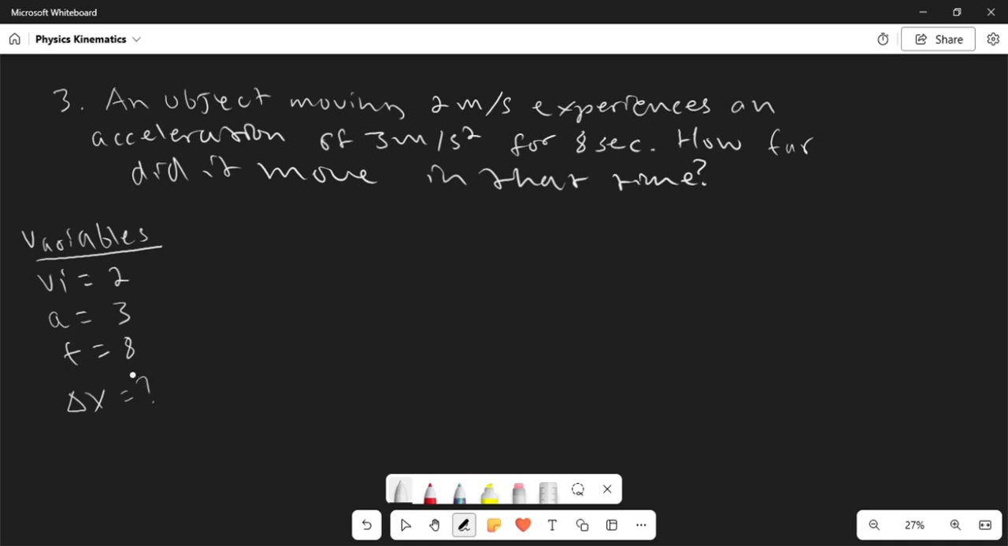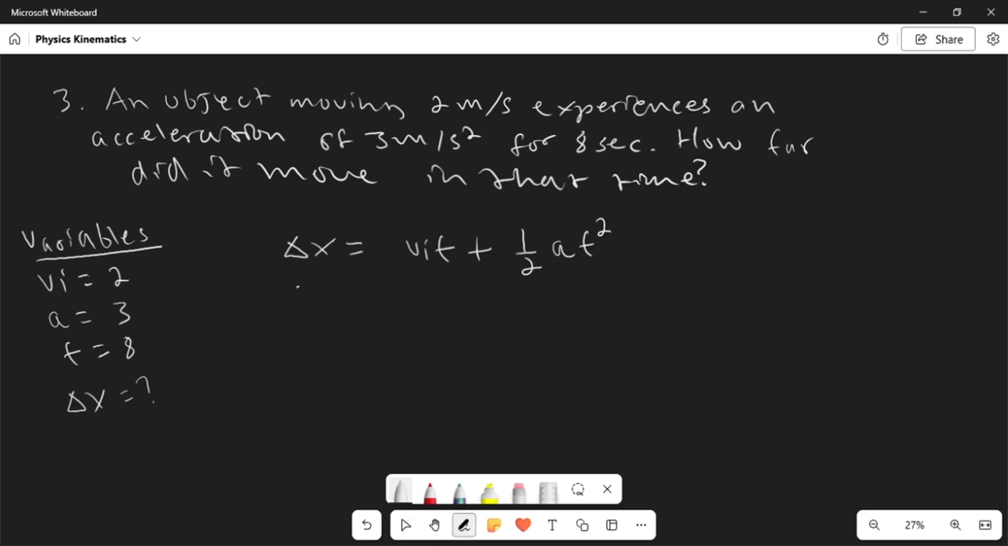So what equation may we want to use if we're trying to find displacement? Well, we want to use the displacement kinematic equation, which is the change in x equals velocity initial times time plus 1/2 times acceleration times time squared. Okay, so this is the equation we want to use.